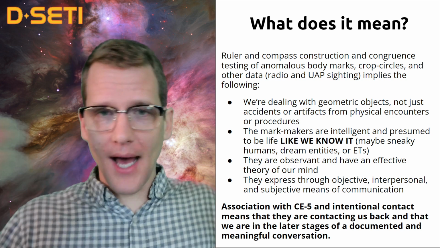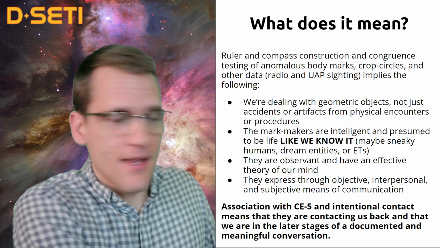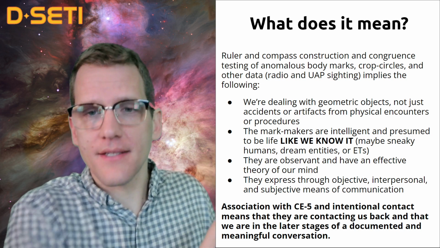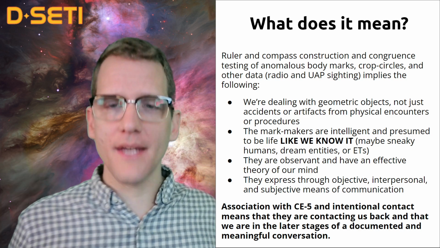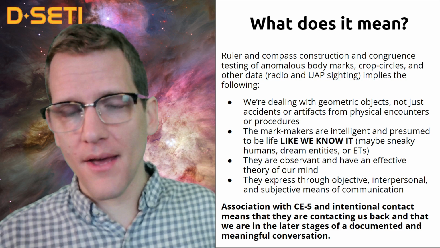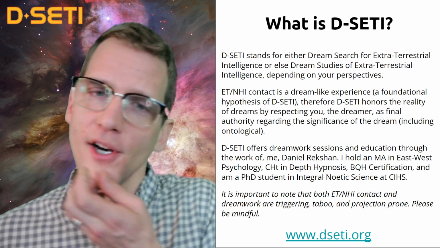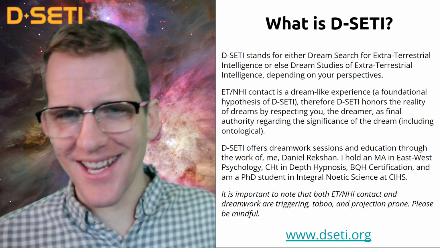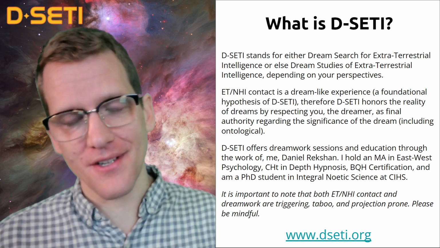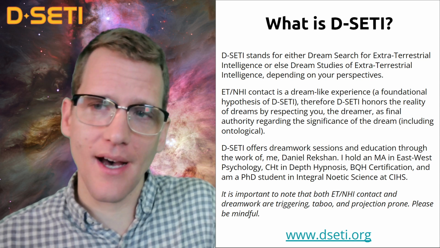I'm not a main person in that conversation. I'm just saying, hey, there's these codes. I'm seeing this. Other people have a tremendous amount of data and videos around this. Please use this ruler and compass method to look at their data. We'll find stuff there. So this comes out of the context of D-SETI, the Dream Search for Extraterrestrial Intelligence, or the Dream Studies of Extraterrestrial Intelligence, depending on your perspective.